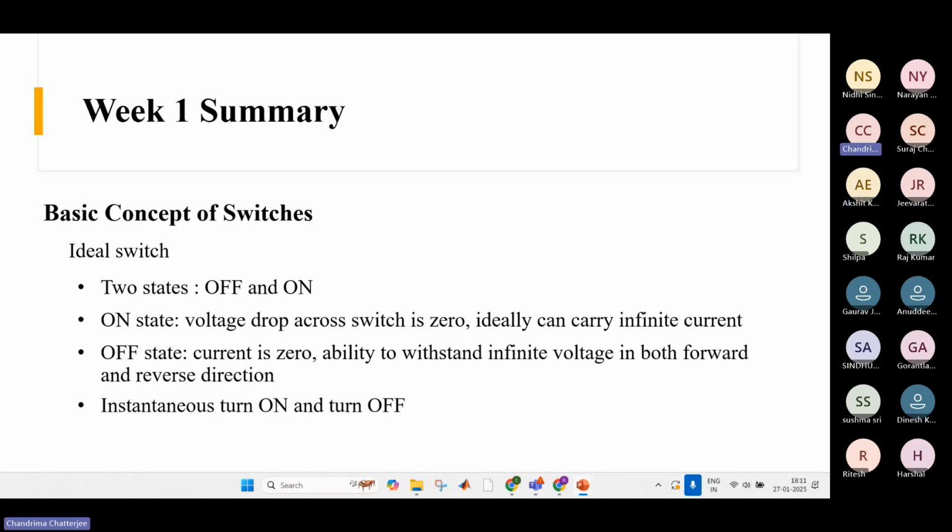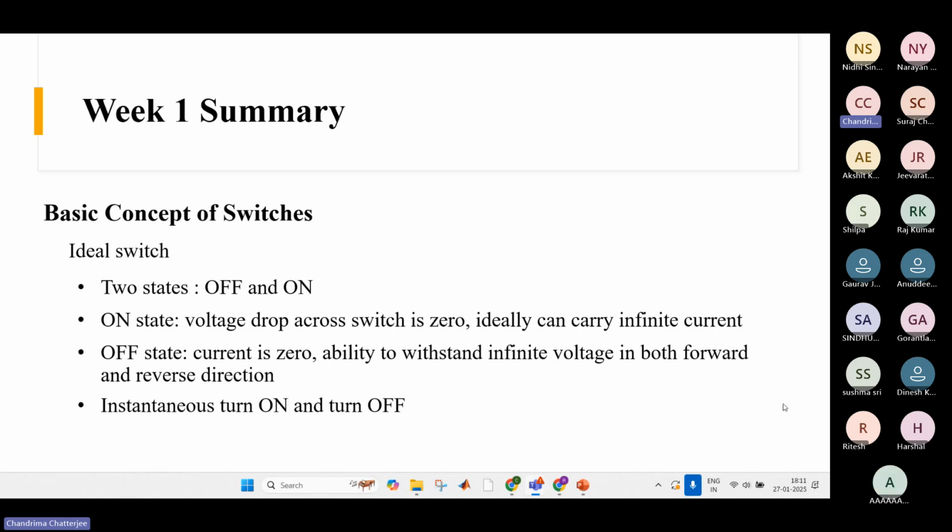And lastly, for an ideal switch, the time it takes to turn on and turn off is zero. It can instantaneously turn on and instantaneously turn off. It doesn't take any time for the transition from on state to off state and vice versa. So these are the properties of an ideal switch.